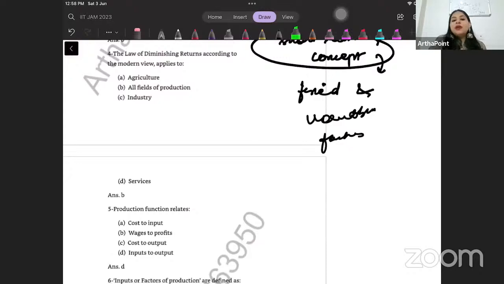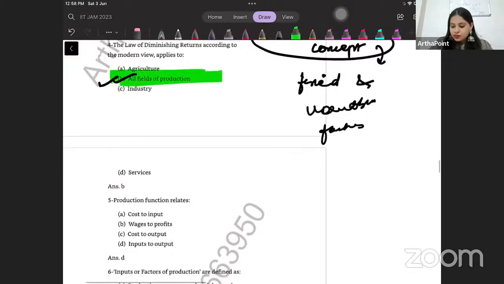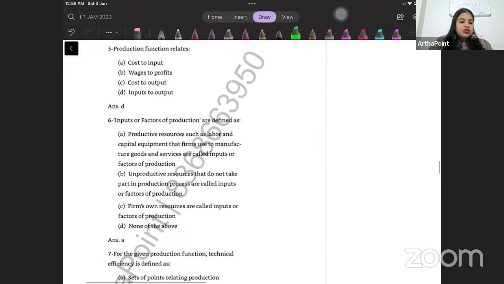The law of diminishing return according to modern view applies to which sector? Agriculture, industry, services, or all sectors? But what difference does it make which sector it is? They are saying that in the short run, the return from increasing your input will be diminishing. So it does not matter which sector you're talking about. So answer to this question will be B. All fields of production, does not matter. Okay, beta, come to the next question.